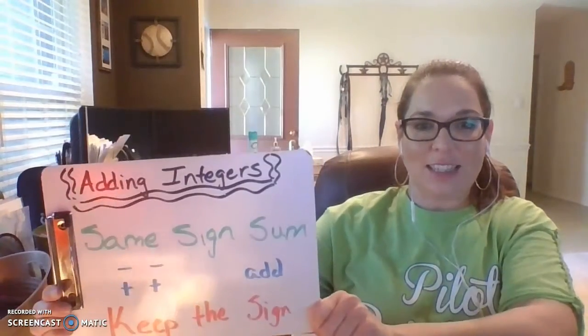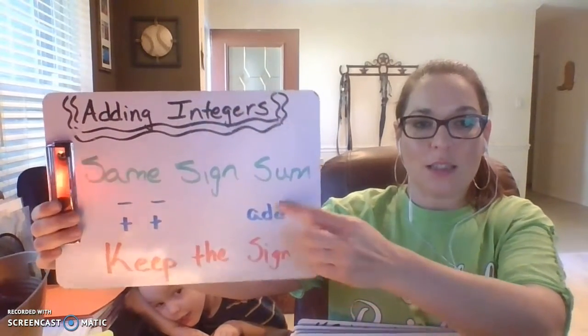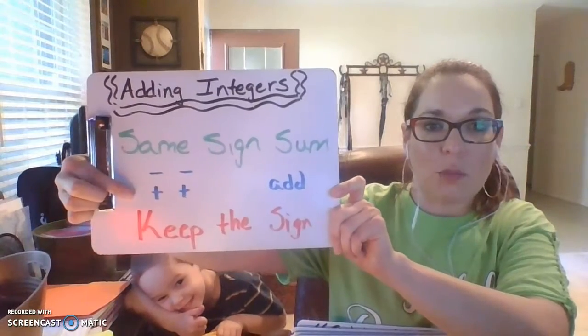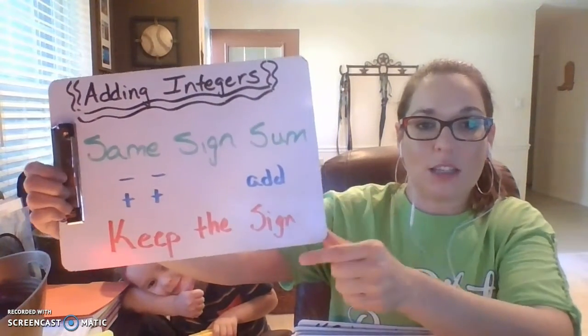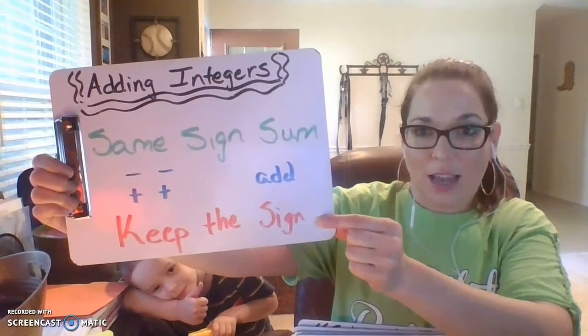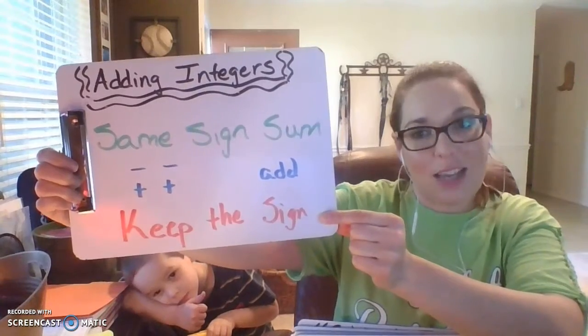We have same sign sum, keep the sign. What that means is if you're adding two negatives or two positives, then you just add their absolute values and keep the original sign. So if you added two negatives, the answer is negative. If you added two positives, the answer is positive.